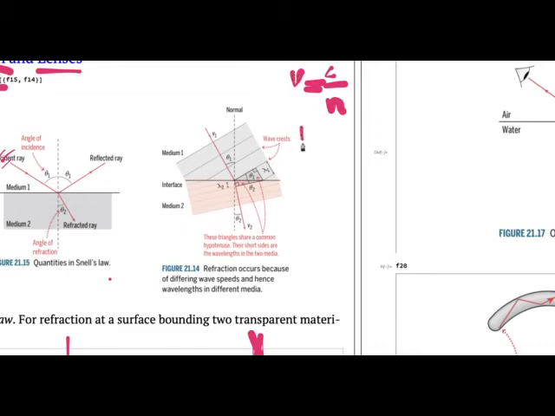Because remember, the speed of a wave is the frequency times the wavelength. One wavelength travels a distance v in 1 second, or in one period. The frequency is 1 over the period. So the wavelength and the velocity are proportional because f is the same in both materials.